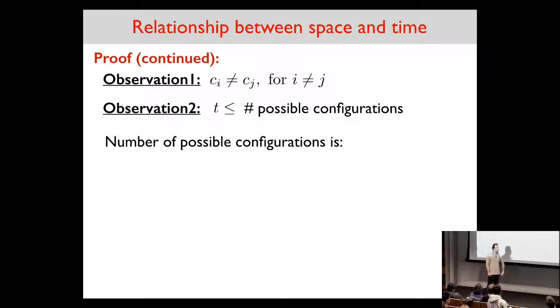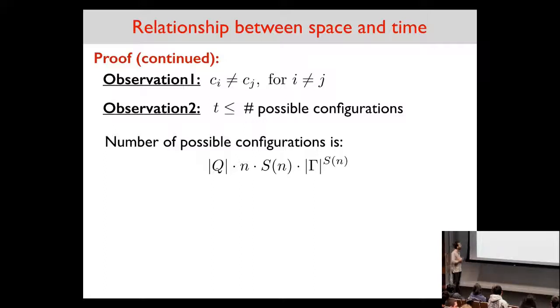So what is the number of possible configurations? If we can show that T, the time that the Turing machine takes, is at most 2 to the big O of S of n, we're done. That's what we're trying to do. If we show that the number of possible configurations is at most 2 to the big O of S of n, we're done. Well, let's look at the number of possible configurations. Here is an expression for the number of possible configurations that we have.